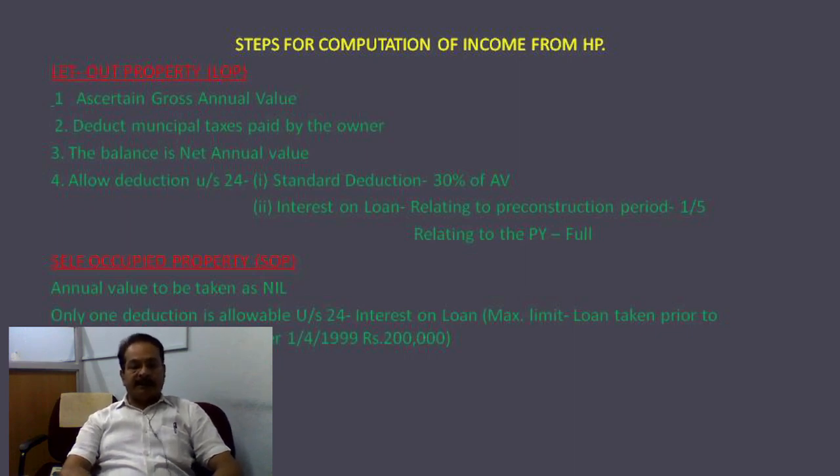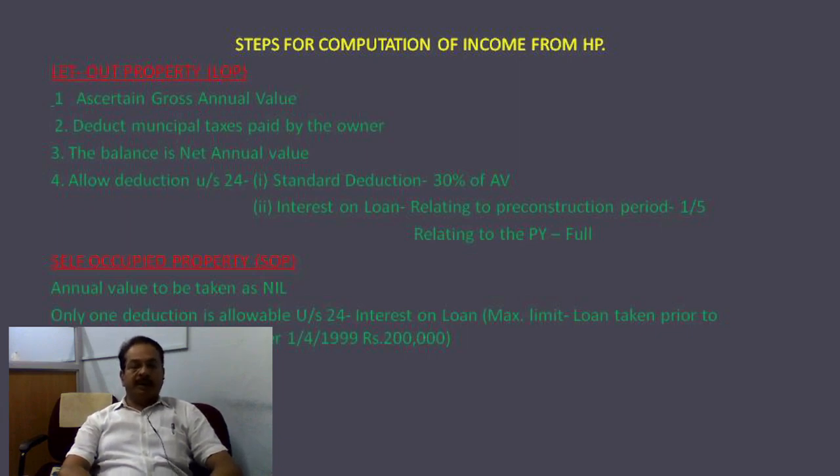The first step is ascertaining or determining the gross annual value of the property. How to ascertain the gross annual value? Let us discuss later on. The second step is to deduct the municipal taxes paid by the owner from the gross annual value. The third step is the balance remaining after deducting municipal taxes from the gross annual value is the net annual value. Simply we call it annual value.